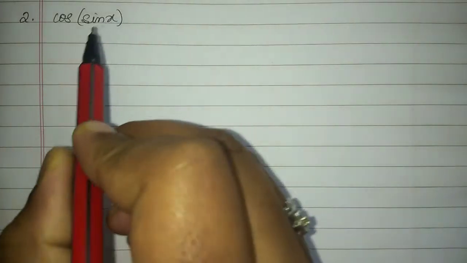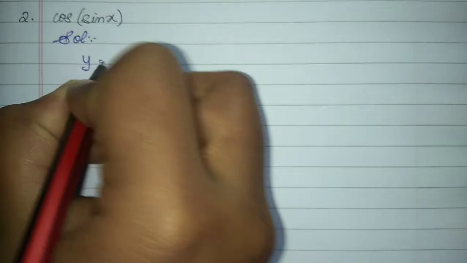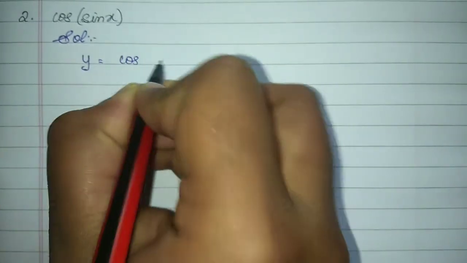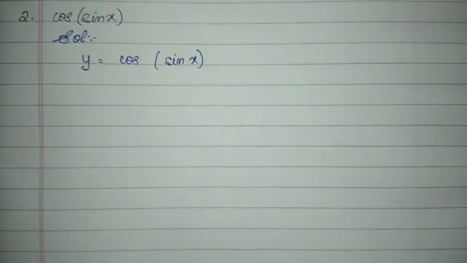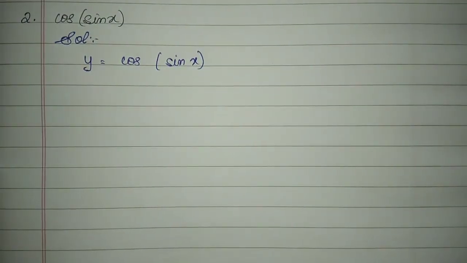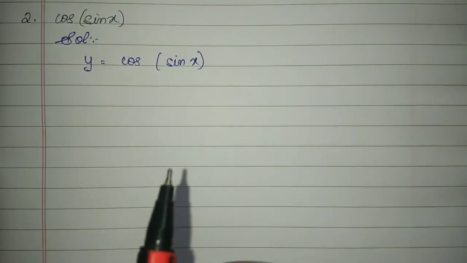Question 2. Cos of sin x. So as we did for the previous question, we will be writing y is equal to the given function. Here the given function is cos of sin x. Okay, so now we will be differentiating with respect to x.